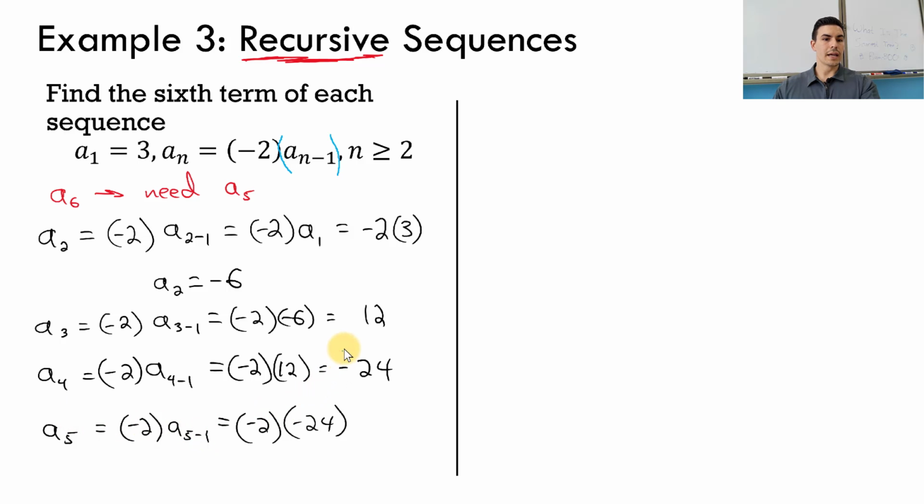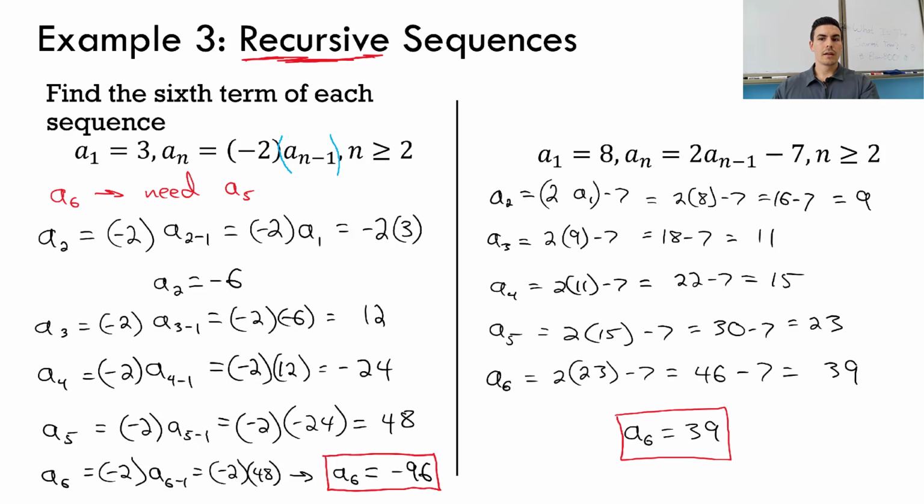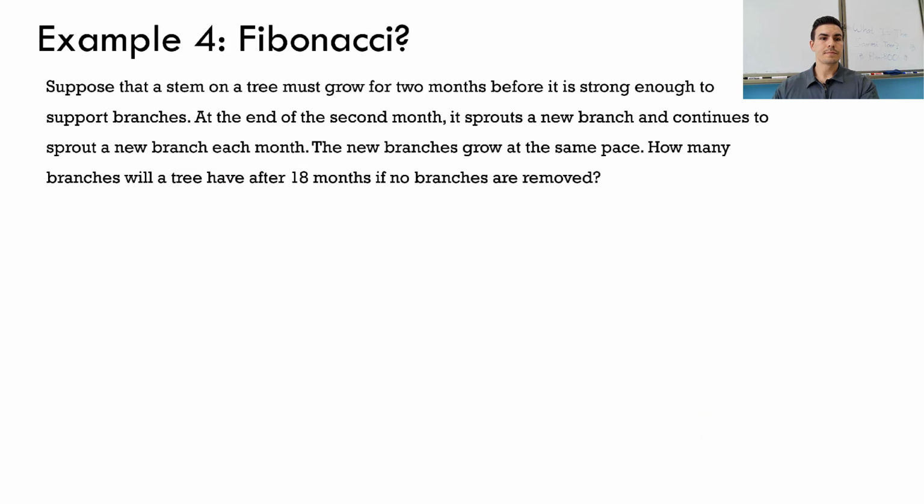-2 times -24 is going to be 48. And a sub 6 would be -2 times a sub 5, which was 48. So it's going to be -96 for my 6th term. Okay, so you guys pause the video and see if you can find the 6th term of this sequence right here. Okay, this is the process. Hopefully you got a sub 6 equal to 39.